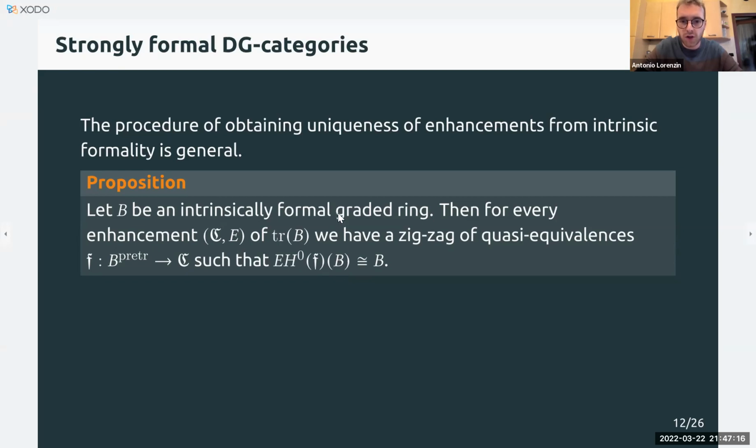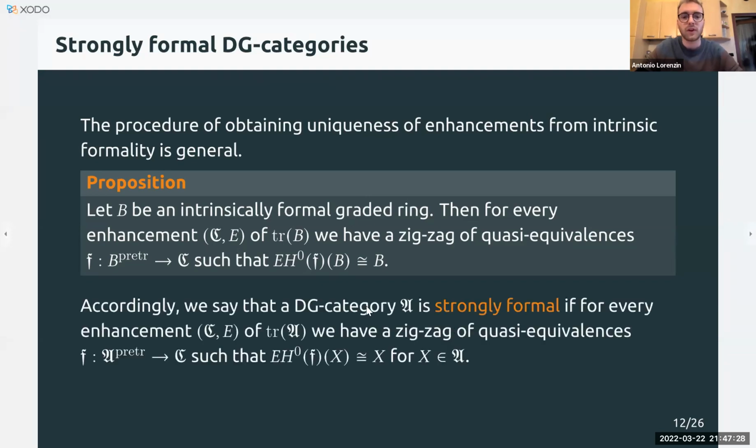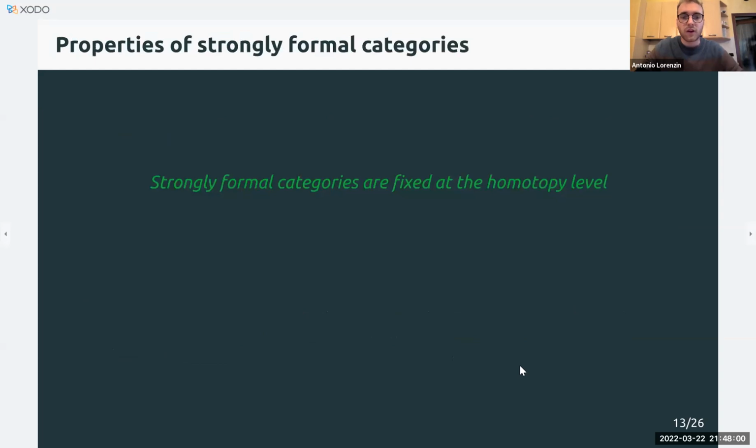Okay. Also, let me point out that a graded ring for us can be a DG category with one object, and the differential in this case is 0. And now, in the same fashion of this proposition, we simply say that a DG category A is strongly formal if for every enhancement C of the R of A, we have a zigzag of quasi-equivalences F from the pretriangulated closure of A to our pretriangulated DG category given by the enhancement. And this actually fixes all the objects in A. Roughly speaking, strongly formal categories are fixed at the homotopy level because we have just fixed all the objects inside of it for every enhancement we can think of.